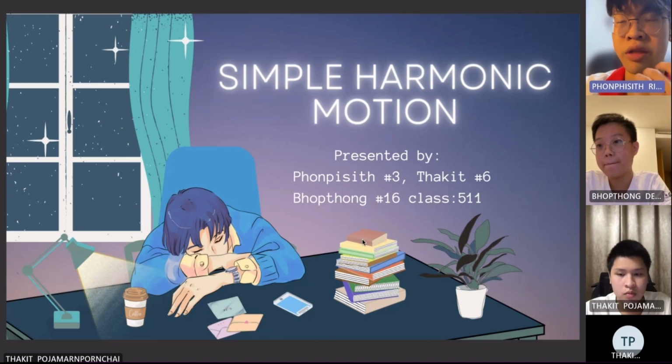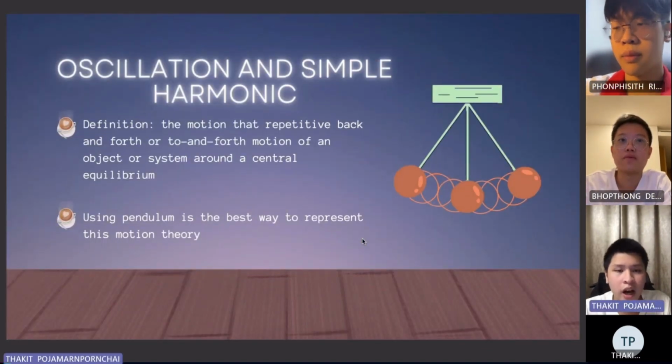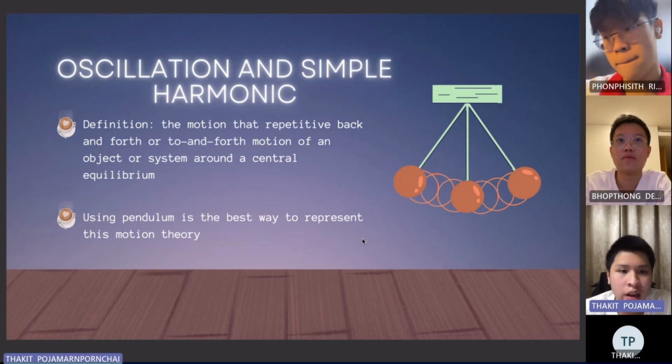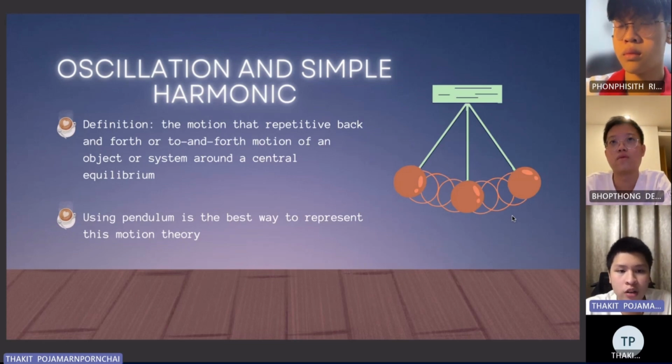And today we'll be presenting about simple harmonic motion. So firstly, oscillation and simple harmonic motion. The definition of oscillation is the repetitive back-and-forth motion of an object or a system around a central equilibrium point, like in the picture. And using a pendulum is the best way to represent this motion theory.